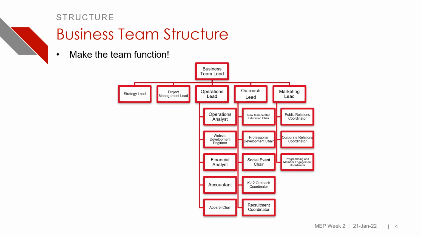As you can see, 5 people report to the business team lead: the strategy lead, project management lead, operations lead, outreach lead, and then marketing lead. Within the last 3 leads, you can see there are a variety of people that report to them. So I'm going to give everyone about 15 seconds just so they can see this structure.